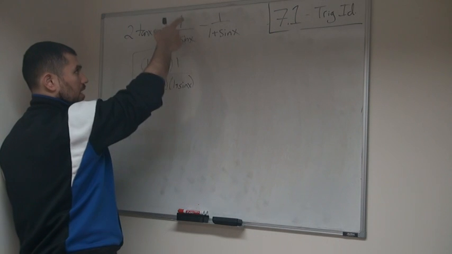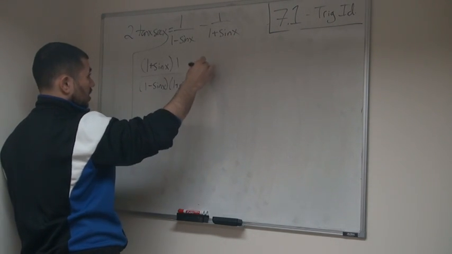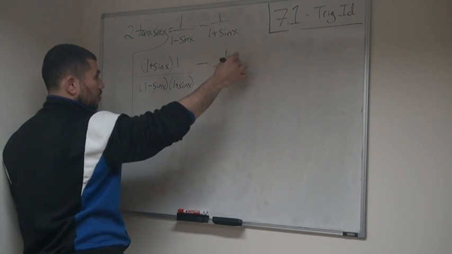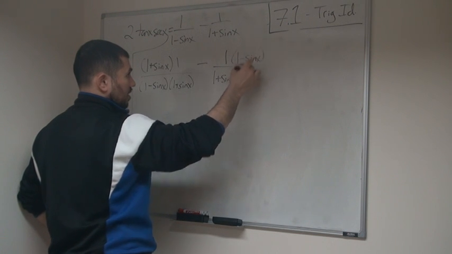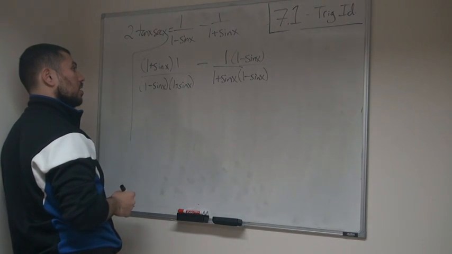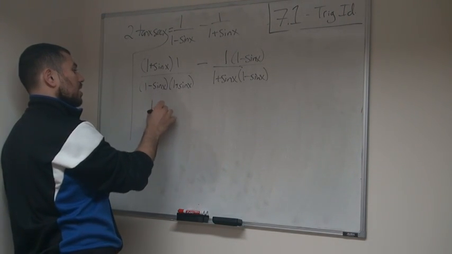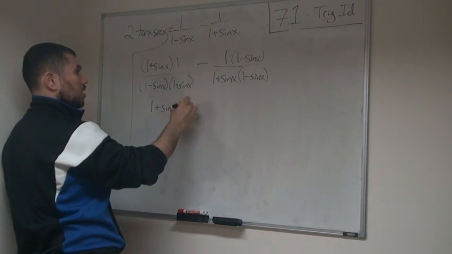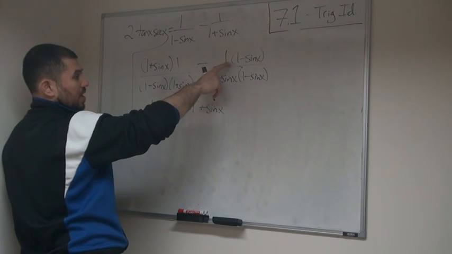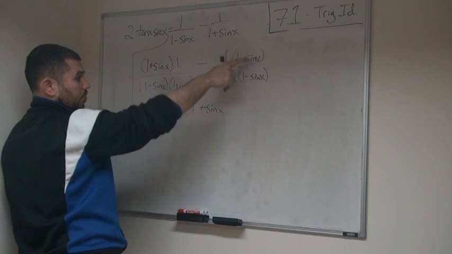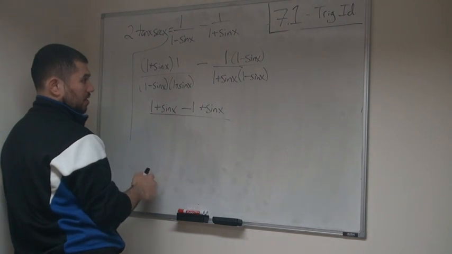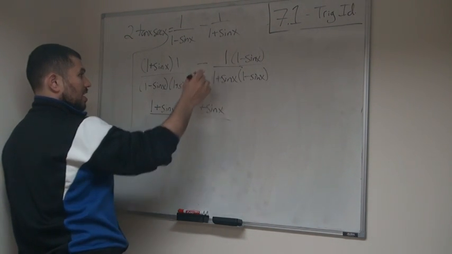So I multiplied numerator and denominator here by 1 plus sine x. And here, I'm going to multiply numerator and denominator by 1 minus sine x. And I get 1 plus sine x minus 1 plus sine x, because I distribute the minus. So I would have gotten 1 minus sine x. This would have been a minus 1 plus sine x here. Again, multiply this out and then distribute the minus so that you can bring everything together because it's under the same LCD now.